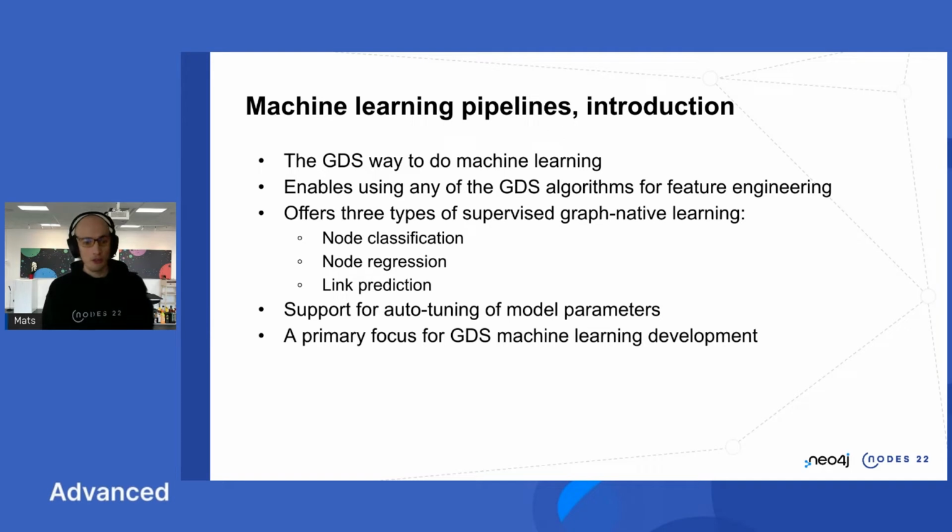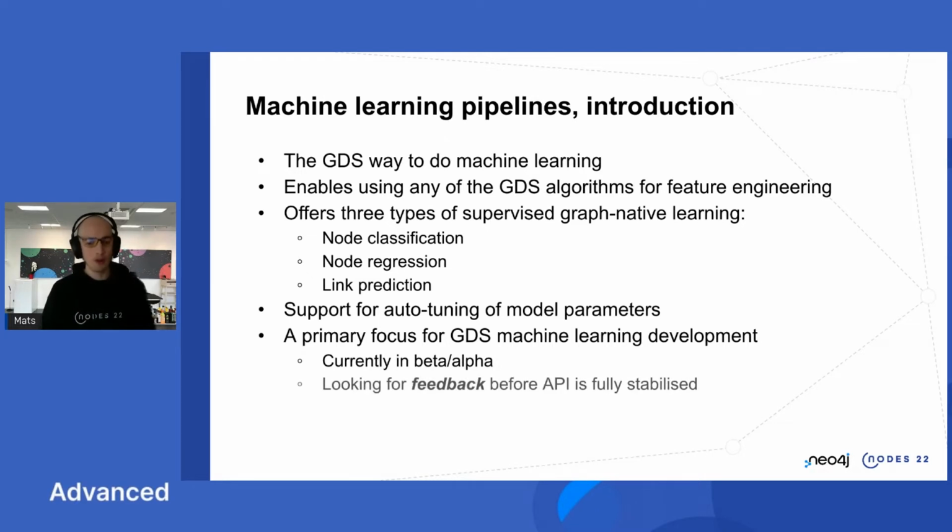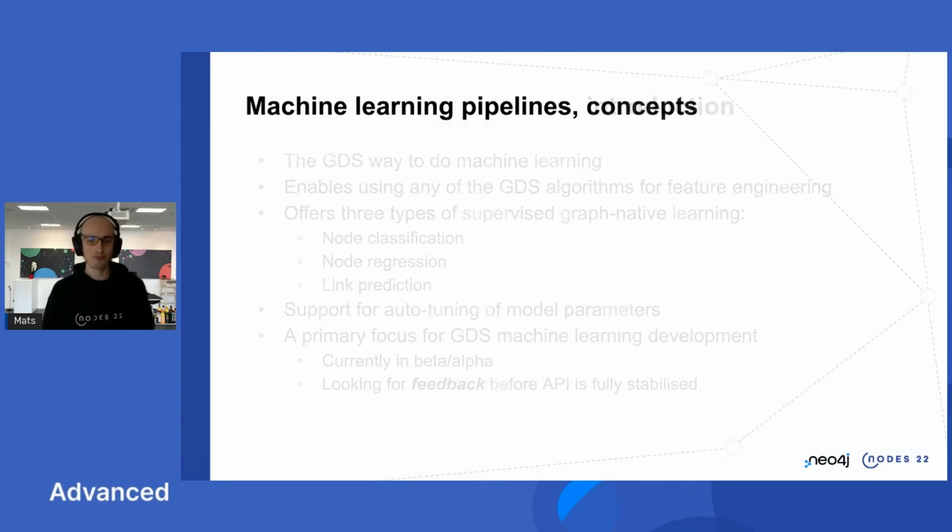And the pipelines are really one of the major focus areas for development from our team. New machine learning features will come wrapped somehow together with the pipelines in some sense. So they currently exist in the beta and alpha tiers of maturity, and we're looking for your feedback before we fully nail down the API and call this the stable API that we will support for years to come. So please go out there, use them, and feed back what you think about it.